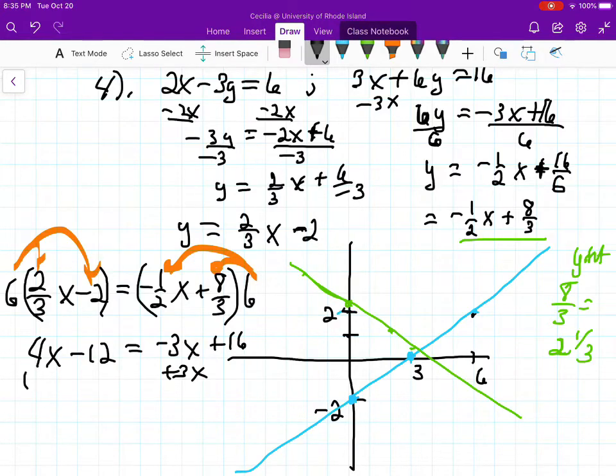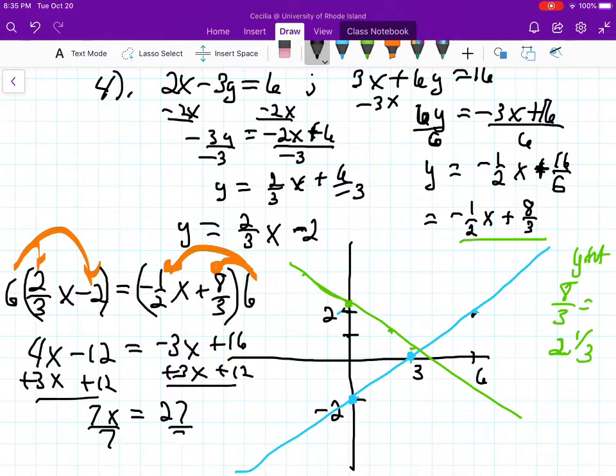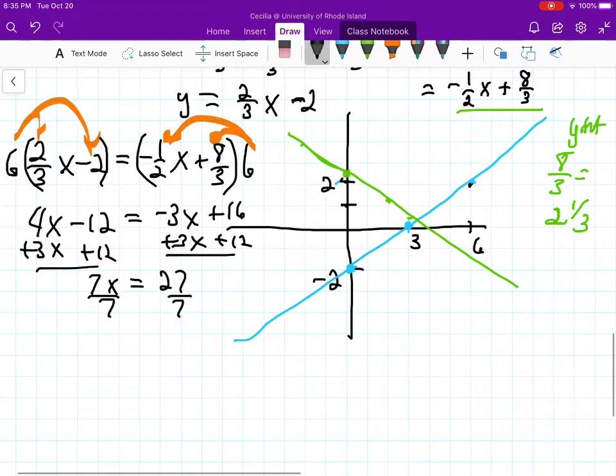All right, so now we're going to try and group x by itself on one side and everything else on the other. So we're adding 3x to both sides and adding 12 so that we end up with 7x is going to equal 27. And now we divide by 7 and we get x is equal to 27 sevenths, which is a kind of a weird number, but that's okay. Let's convert it to something that's easy to graph. So 7 goes into 27 3 times, and it leaves 6 sevenths. So that's practically 4.